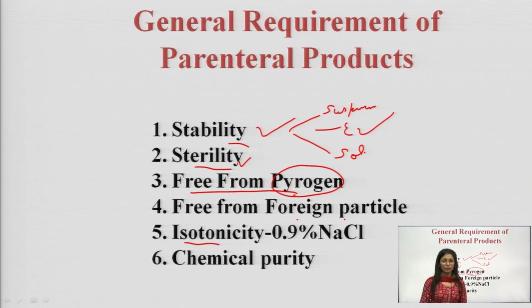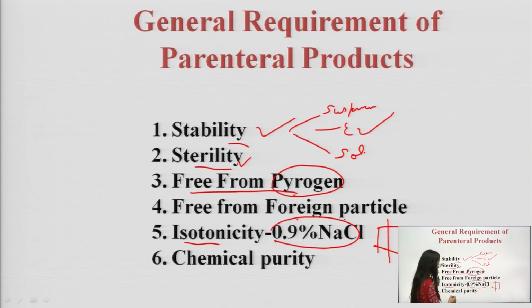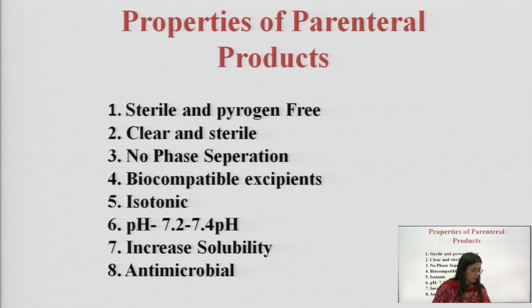Isotonicity. What is isotonicity? This is an important point. Isotonicity of the parenteral product should be the same as that of our RBCs, our bloodstream. 0.9% NaCl is considered. Why? Isotonicity means we have to maintain the particular tonicity of the particular environment. We are going to elaborate on it later on. Chemical purity. Chemical purity of the product needs to be taken care of.